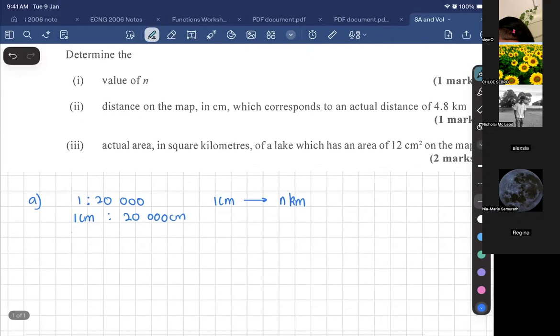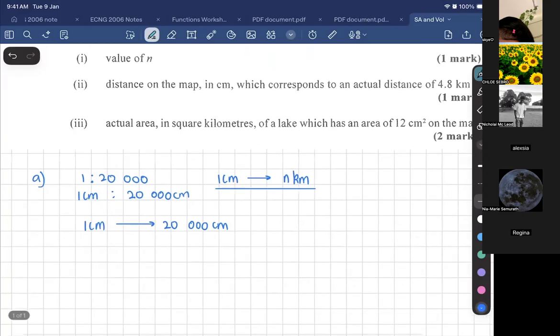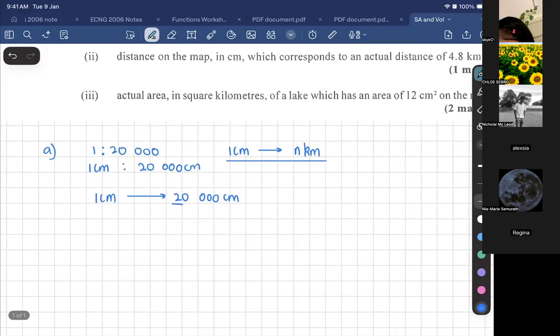So question. We know that 1 centimeter actually represents 20,000 centimeters. You understand that? Yes. But they want us to write the answer as 1 centimeter to n kilometers. So how would I convert 20,000 to kilometers?